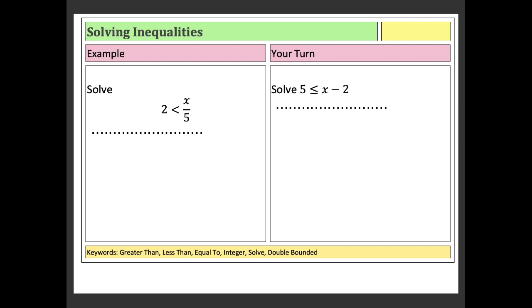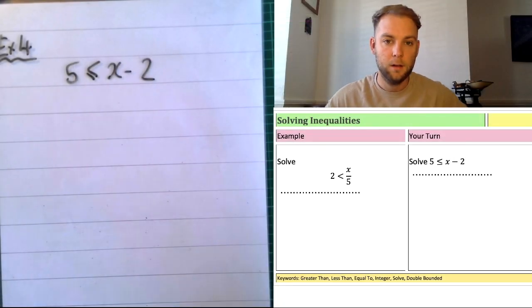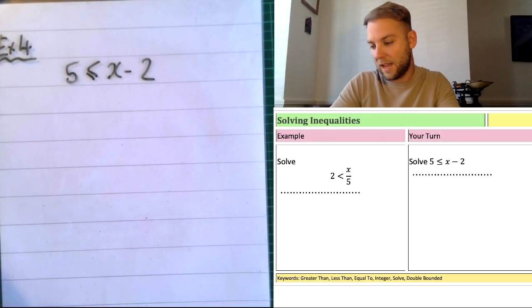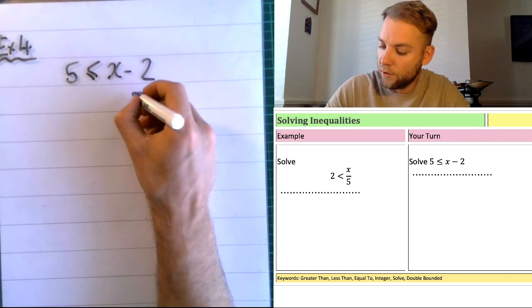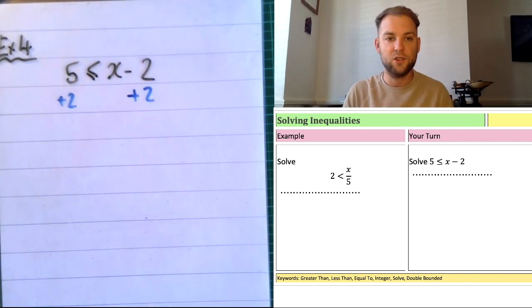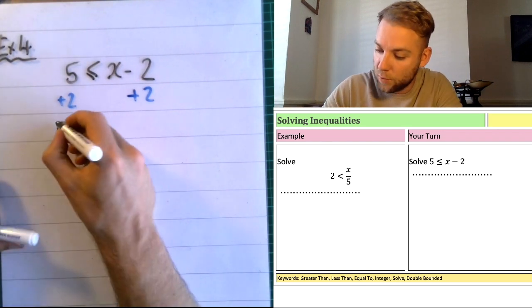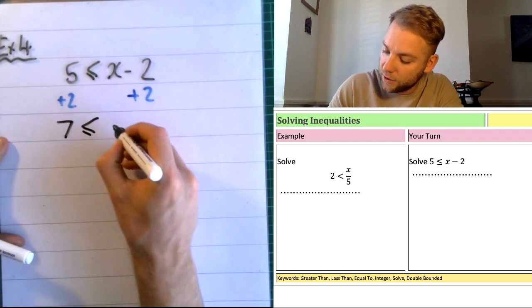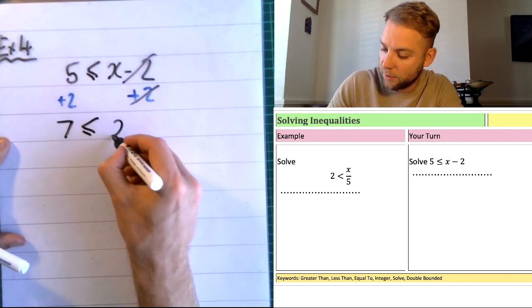Okay, so let's go through it together then. With this one here, same as always, I need to get rid of that -2 first by adding 2. If I add 2 to both sides, 5 plus 2 is 7, which is less than or equal to. That's going to cancel. I'm just left with x.